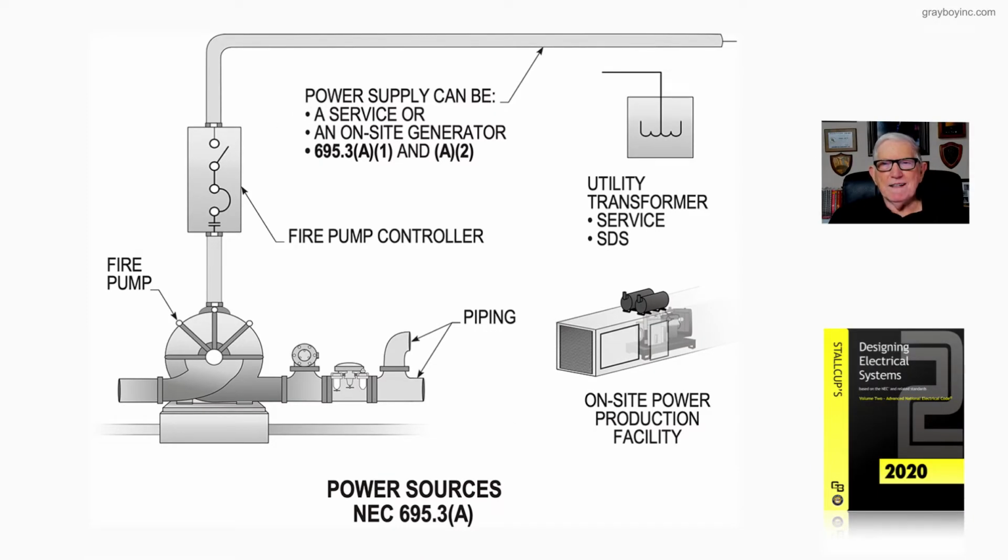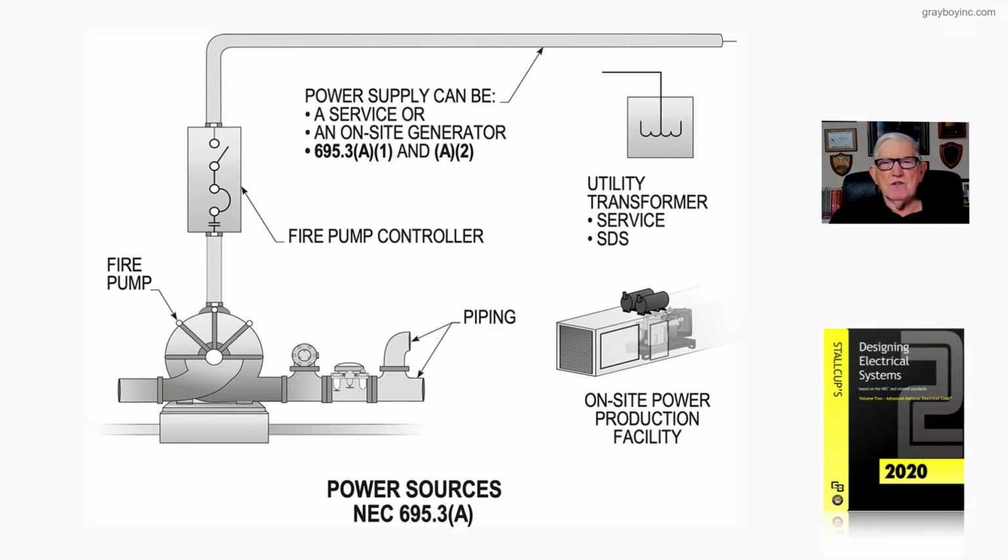Now this figure 18-74 shows the power sources that are permitted to supply the pump installation where the authority having jurisdiction approves such an installation. And notice the power in the illustration callout can be a service or an on-site generator, in accordance with 695.3(A)(1) and (A)(2) of the code.